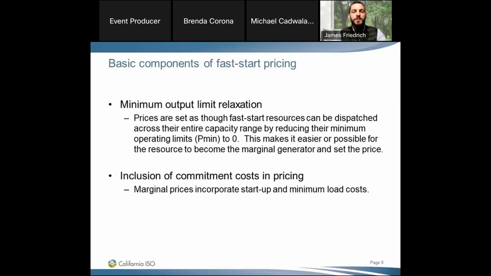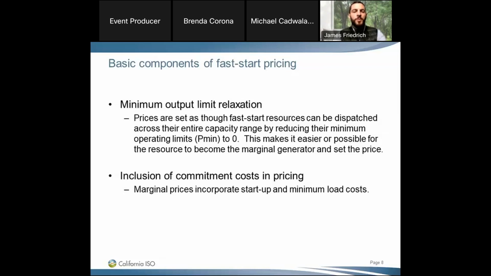Okay, so as we move into the examples, we have sort of the FERC background. There's really two main components of fast start pricing that we need to discuss. First is the concept of minimum output limit relaxation. So what that means is that prices are set as though a fast start resource can be dispatched across their entire capacity range by reducing their minimum operating limit to 0. The minimum operating limit, in CAISO jargon, you might hear it referred to as P-min.